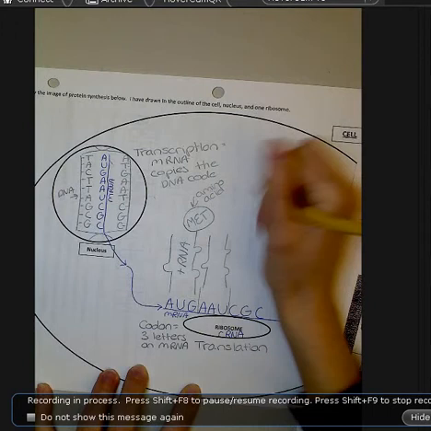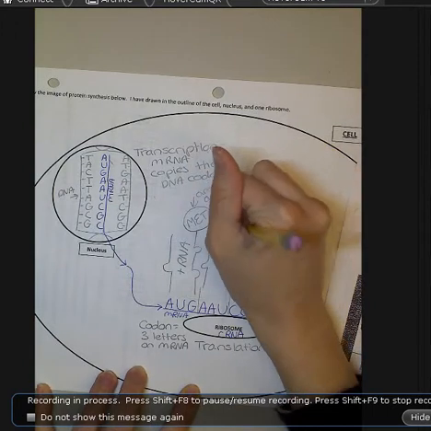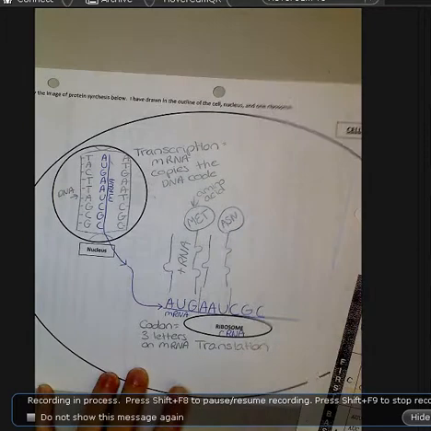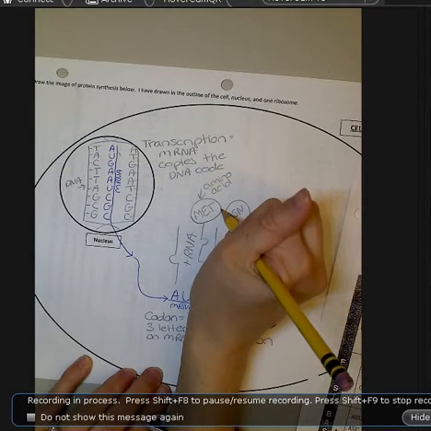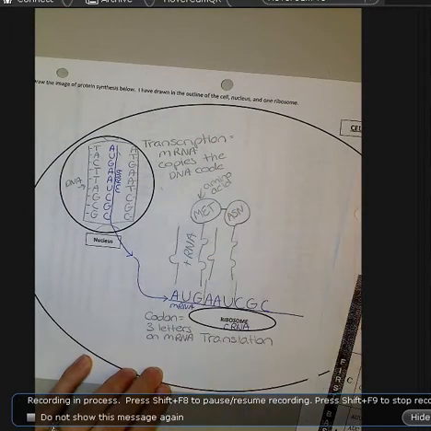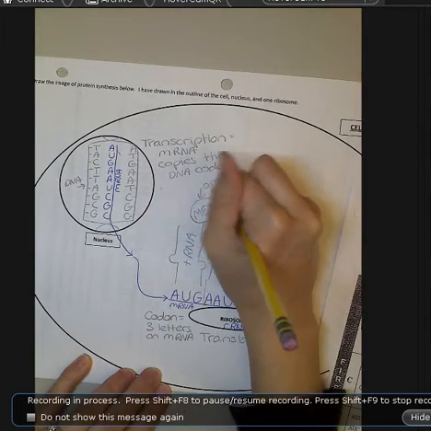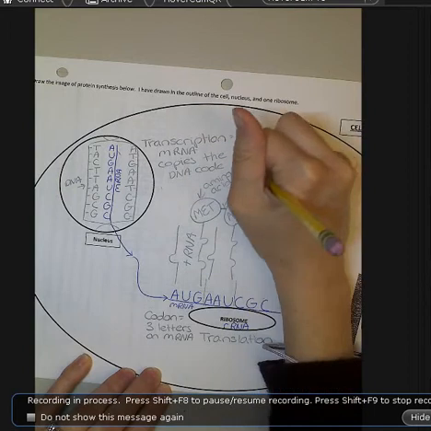I'm going to draw a second transfer RNA in here. And I'm going to draw the amino acid. I'm going to write ASN. You also have to remember that the bond that holds amino acids together is called a peptide bond, so we're just going to label this here as well as being a peptide bond.